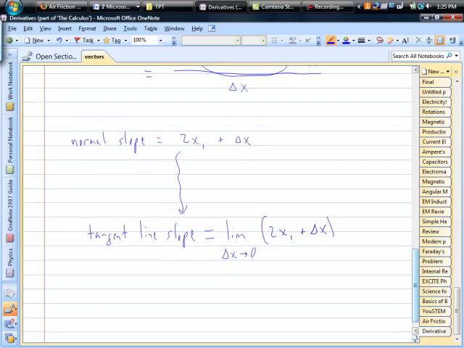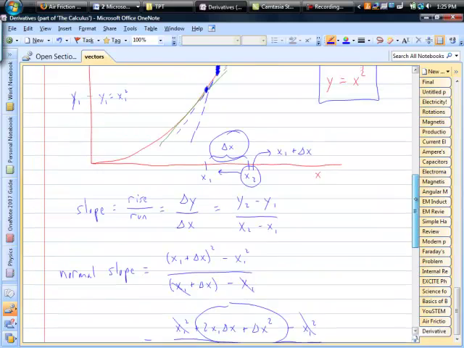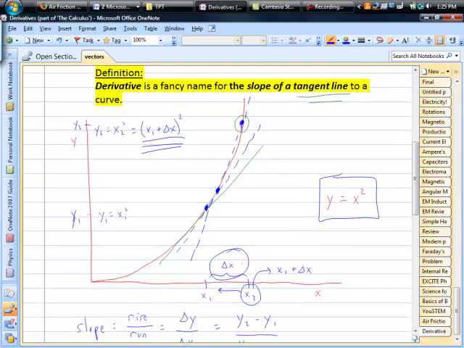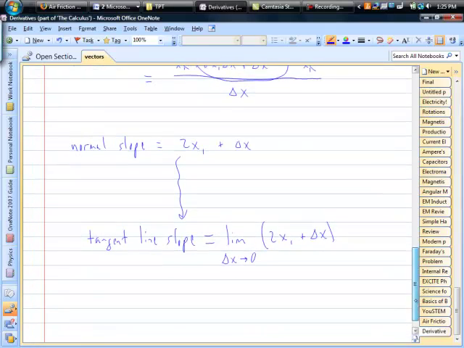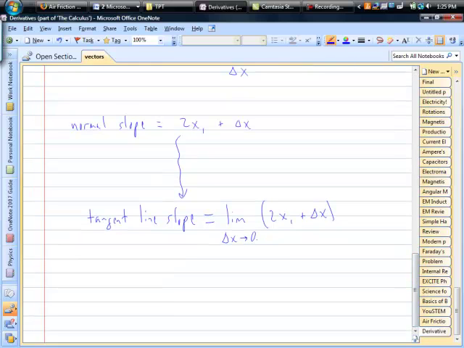And so, remember what we said, the closer that x2 gets to x1, the smaller this delta x is, the closer this dashed line gets to the green line, to our tangent line. Now, if delta x gets really small, if our second point gets really close to x1, what are we left with? Delta x basically is 0. All we're left with is 2x1.